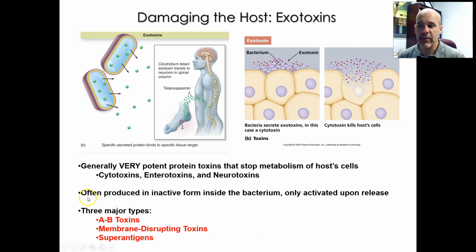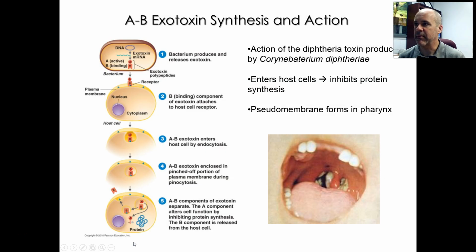Another way is based on how they function. And so there are three major types: AB, membrane disrupting, and superantigens. So we'll talk a little bit about what those are. A number of bacterial exotoxins fall into the AB category. Just in a nutshell here, A stands for action or activity, and B stands for binding. So these are protein exotoxins. And what this means is this protein toxin has two parts.